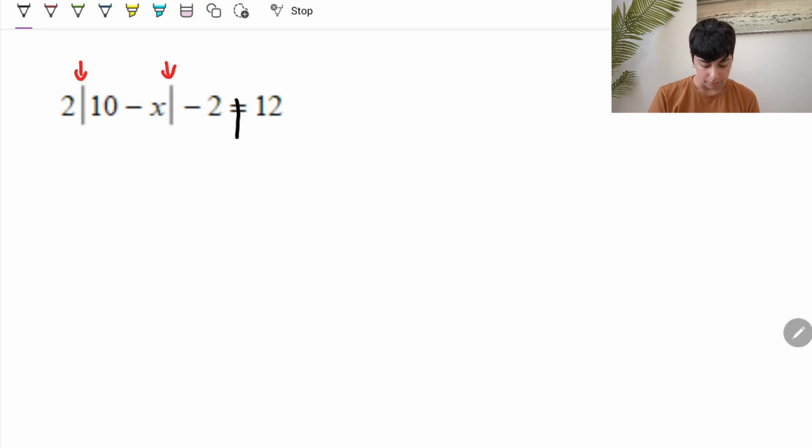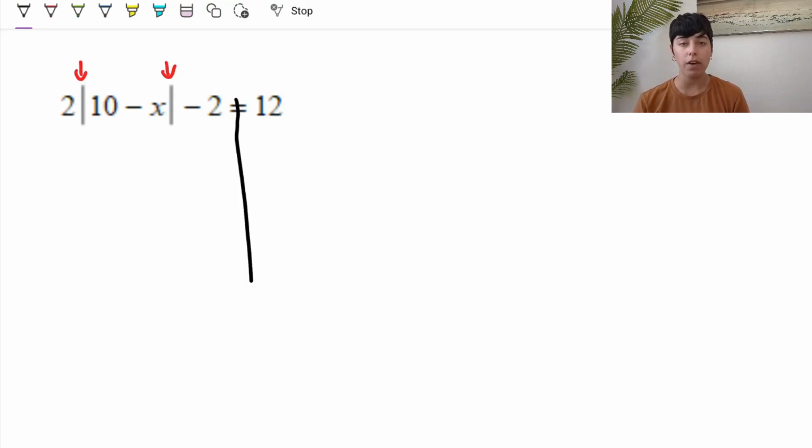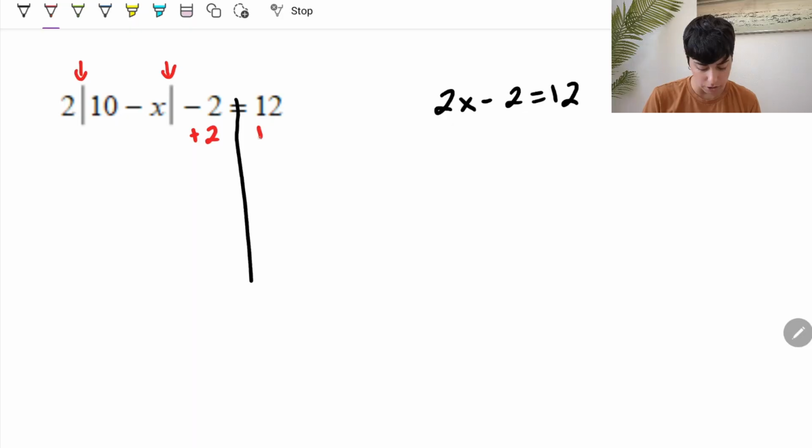Step one, now we want to deal with everything outside of the absolute value bars first. And we would do this like a normal equation. So it's almost as if we were dealing with something like that, and our first step would be to add 2. So that's what we're going to do to our absolute value equation. We're going to add 2 to both sides.